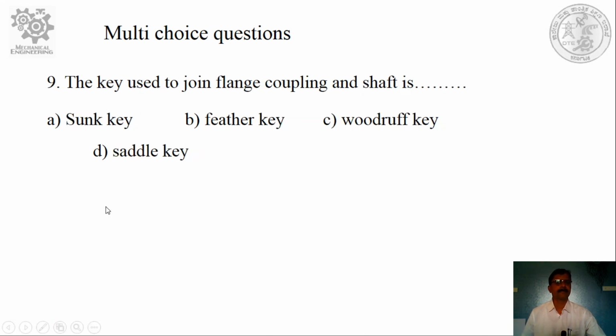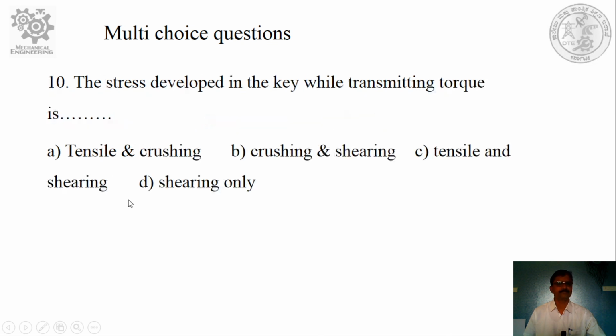Next question. The key used to join flange coupling and a shaft is, the choices are sunk key, feather key, woodruff key, and saddle key. Here we are going to use a sunk key to join flange coupling and a shaft.